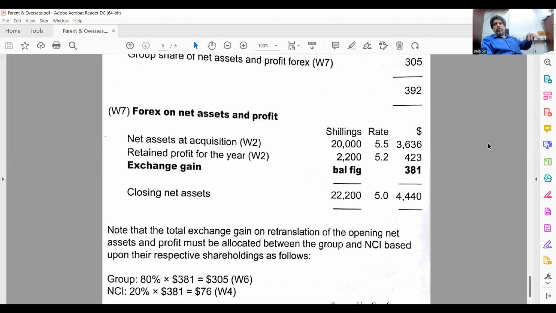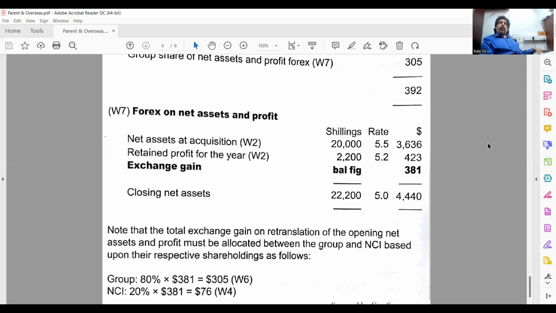If you want, you can add up these two numbers in dollar terms: $3,636 plus 423. That is supposed to be the net assets at the year end. But the net assets at the year end will be translated at the closing rate of exchange. Instead of translating each and every asset and liability, you can translate the net assets. Now, what is the net assets of the subsidiary at the year end?